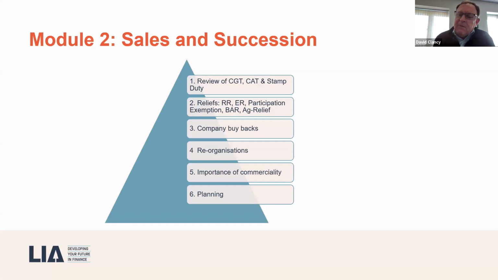Again, there is a big focus on the reliefs: retirement relief, entrepreneur relief, and participation exemption in relation to holding companies disposing of shares in trading subsidiaries. Then there is business asset relief, where business assets are transferred and 90% of the asset value is ignored for tax purposes, provided certain conditions are achieved. In the agri sector, we look at agricultural relief, where agricultural assets are transferred to a qualifying farmer, and provided there is retention, 90% of the agricultural assets are ignored for tax purposes.